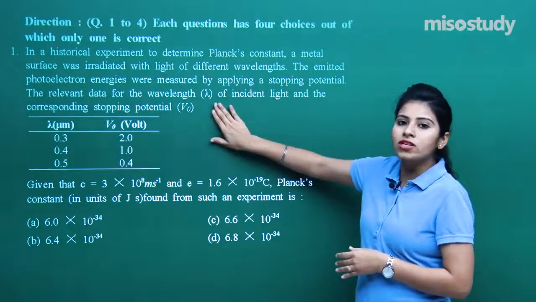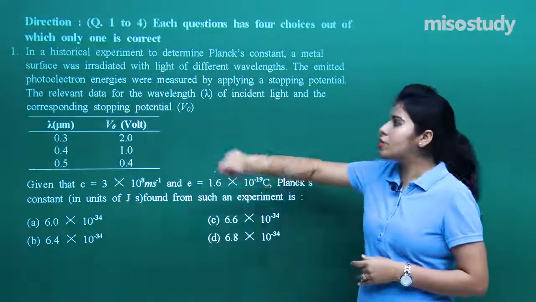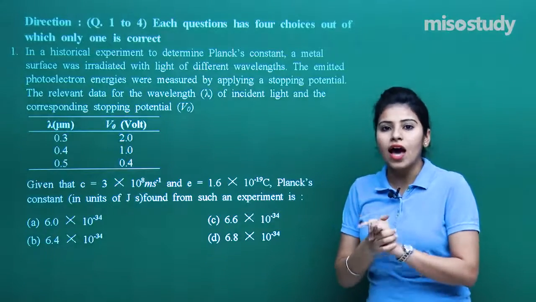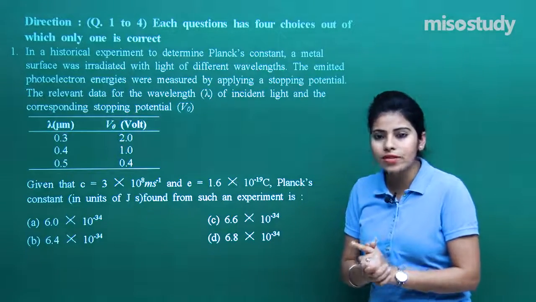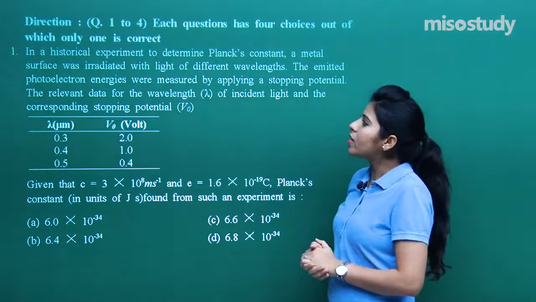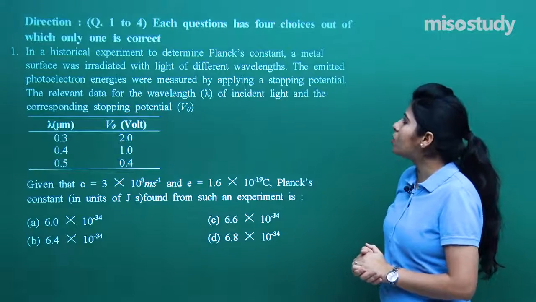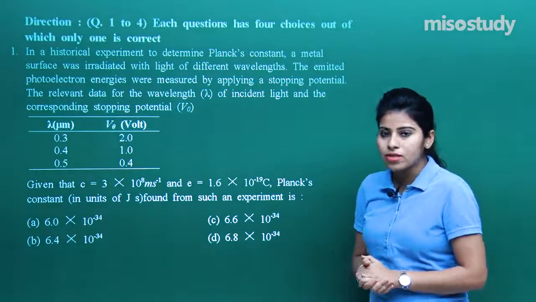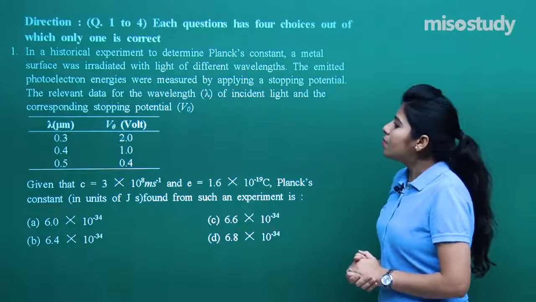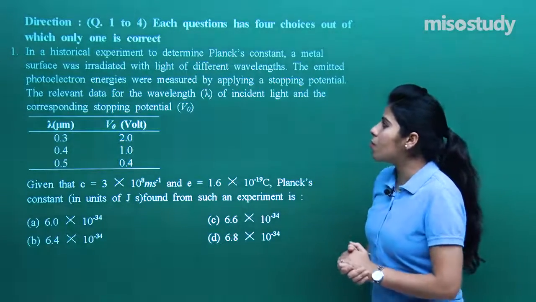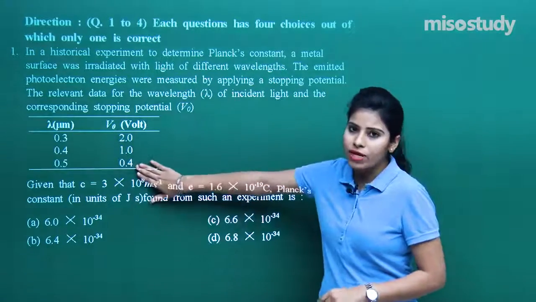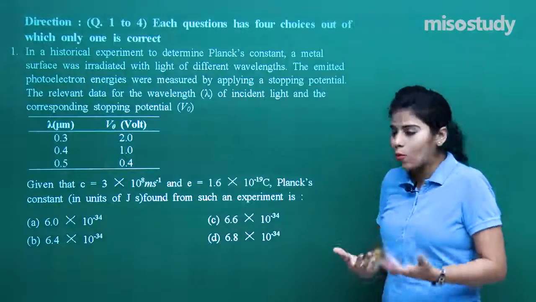Now the direction has been given that questions 1 to 4 each have 4 choices and we have to select any one, right? So now let us look at the question. In a historical experiment to determine the Planck's constant, a metal surface was irradiated with light of different wavelengths. The emitted photoelectron energies were measured by applying a stopping potential. The relevant data has been given to us. Let us see what is to be found.